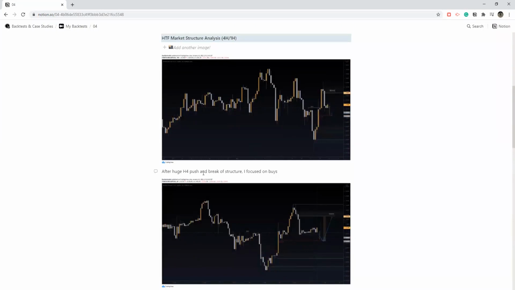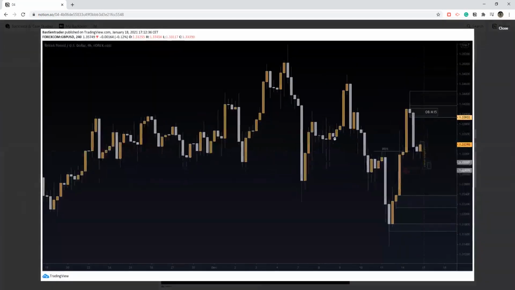After 4H push and break of structure, I focused on buys. Yeah, so this one, I remember this price action because we were trading this short from here and this short from actually here. So yes, the market broke the most recent structure right there, which is correct. So you look for a long around right here. You have this OB sitting in right there. So basically your OB should be this big bearish candle. It's not entirely engulfed. So you actually take this one, which is correct.